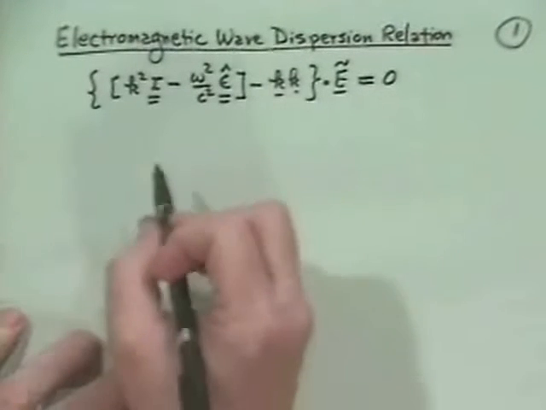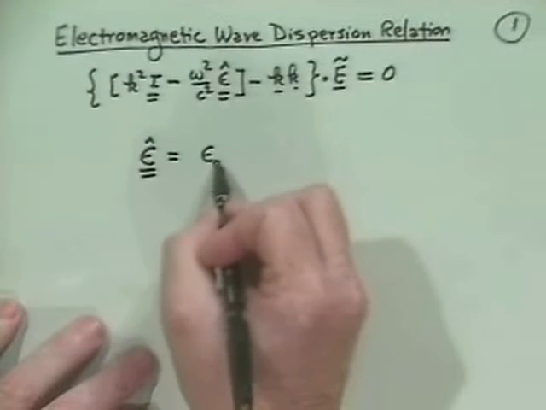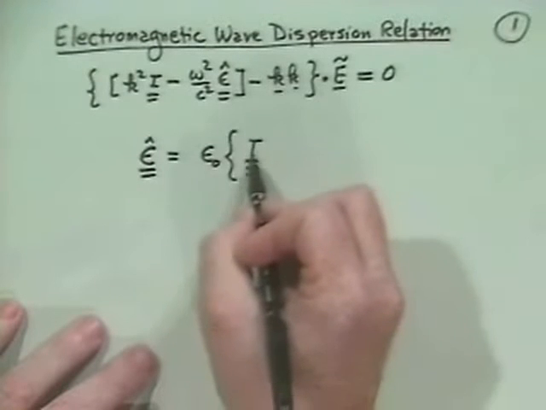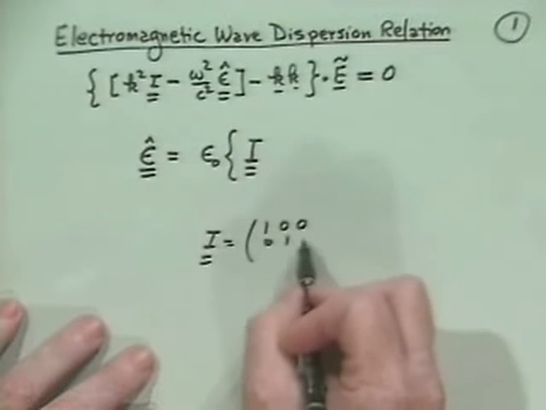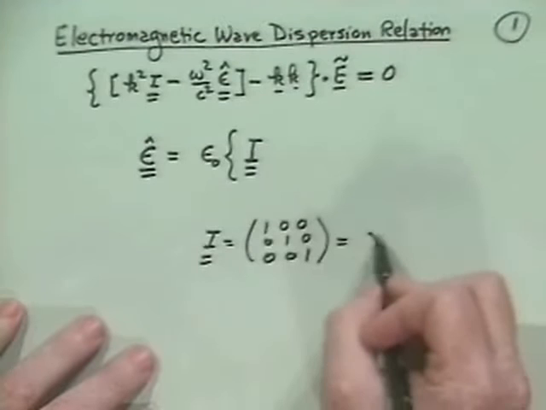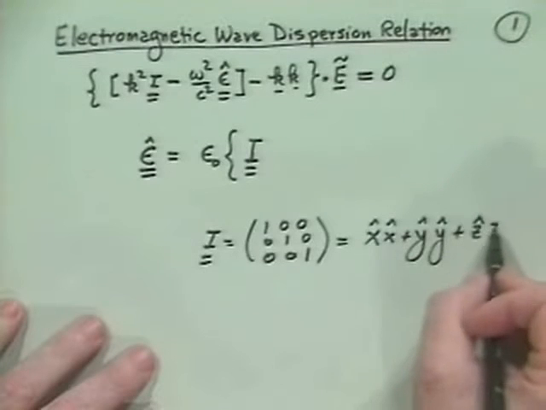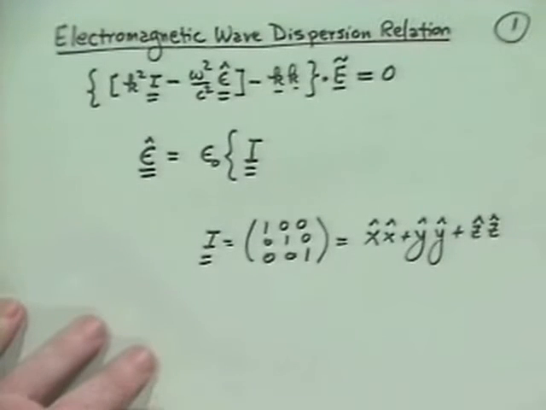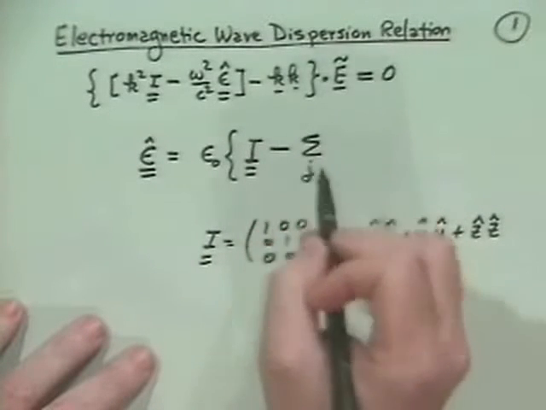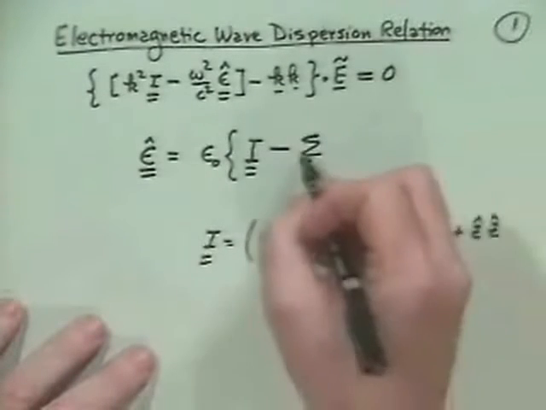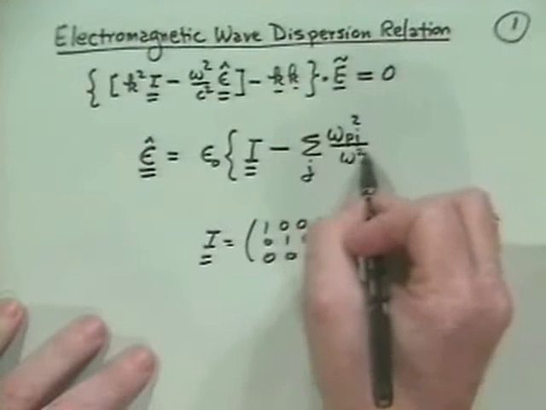And then for this, we had that the dielectric tensor, epsilon, was equal to the permeability of free space with an identity tensor. The identity tensor is, of course, just 1, 0, 0, 0, 1, 0, 0, 0, 1, or it's x hat plus y hat plus z hat, if I wanted to really write out a tensor. And then we also had, for the dielectric constant, the response of a magnetized plasma in the cold plasma limit, which was the sum over species of the plasma frequency of each species squared, divided by omega squared.